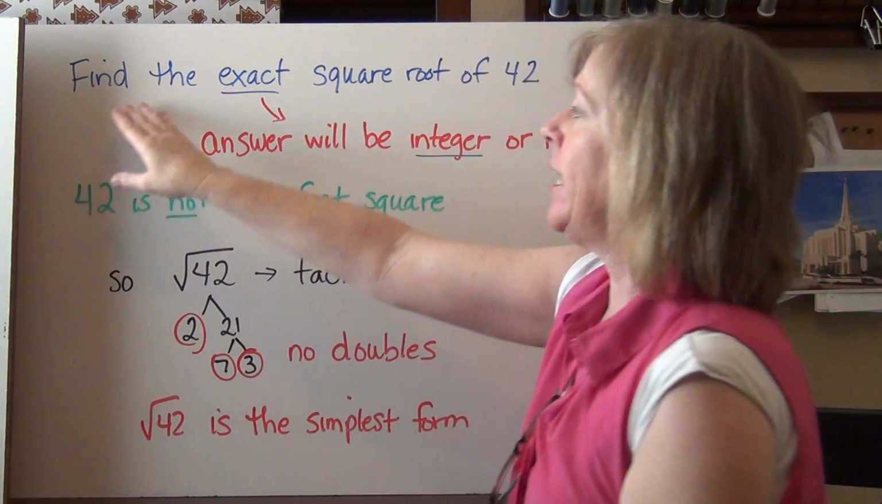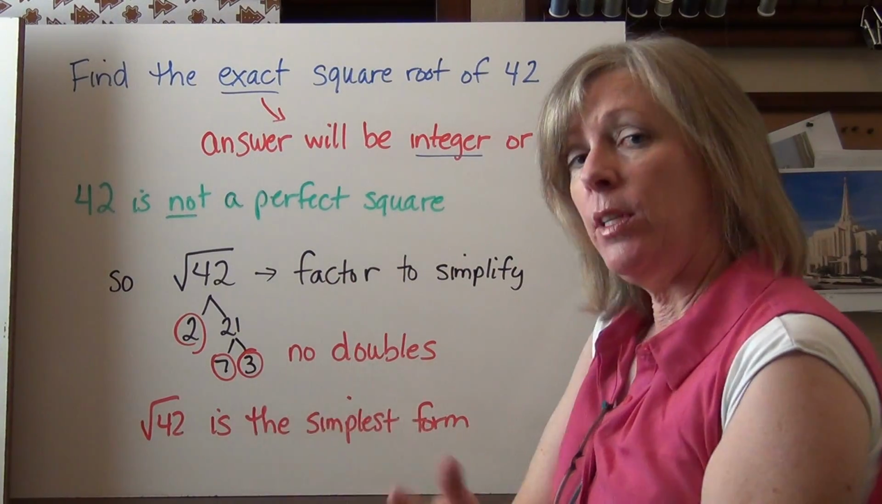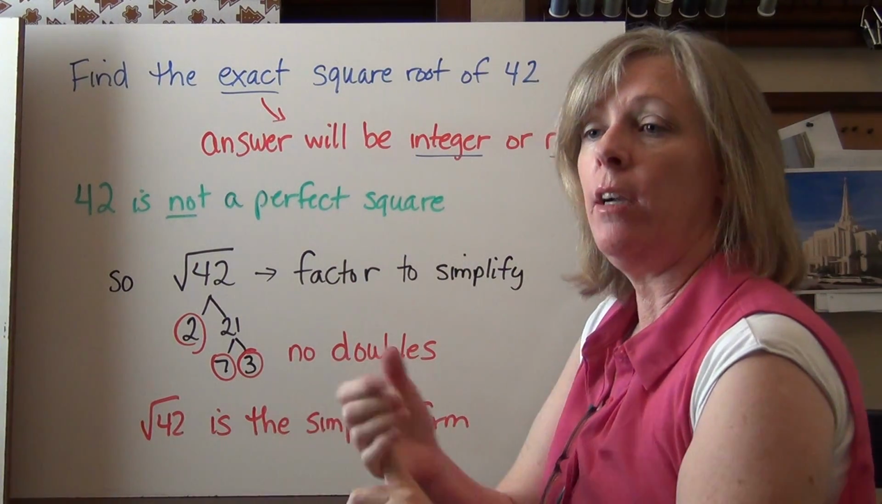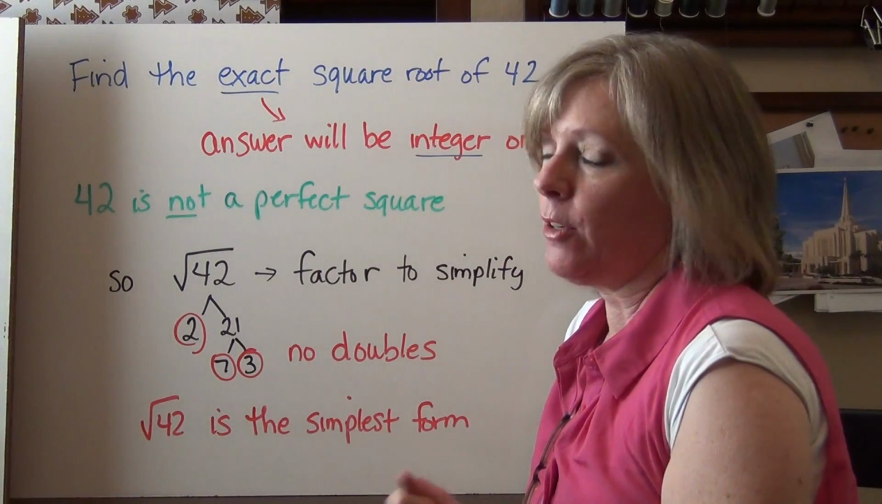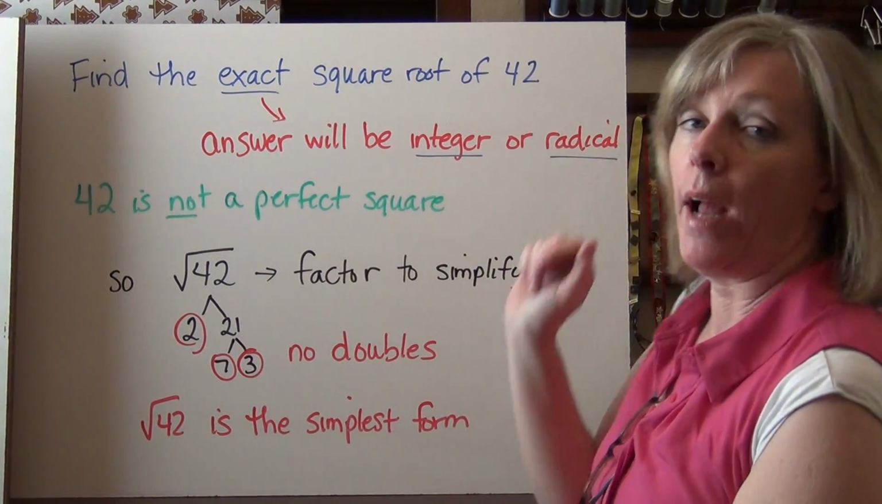Now let's talk about finding the exact square root. Remember, that estimate we found and the number you put in your calculator both are rounded estimates. They're not the exact value. The exact value will be an integer or a radical.